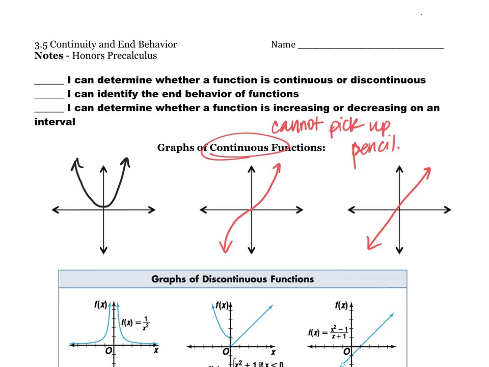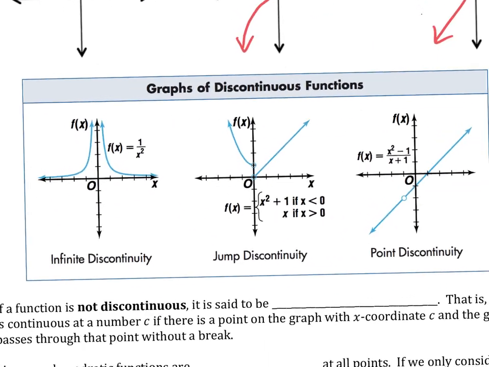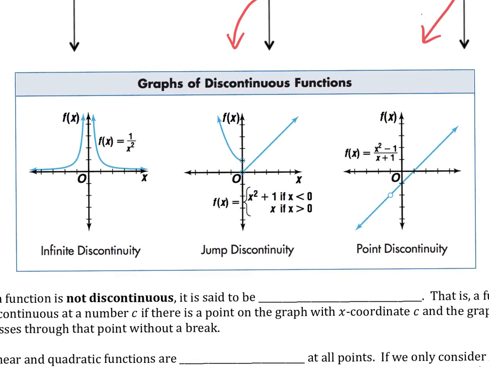You guys, there are three types of discontinuities. Why do you think they call this one infinite? Wouldn't you agree, as my x approaches zero, what's my y doing? It's going to infinity. So anytime we've got this vertical asymptote, that's going to be infinite discontinuity.